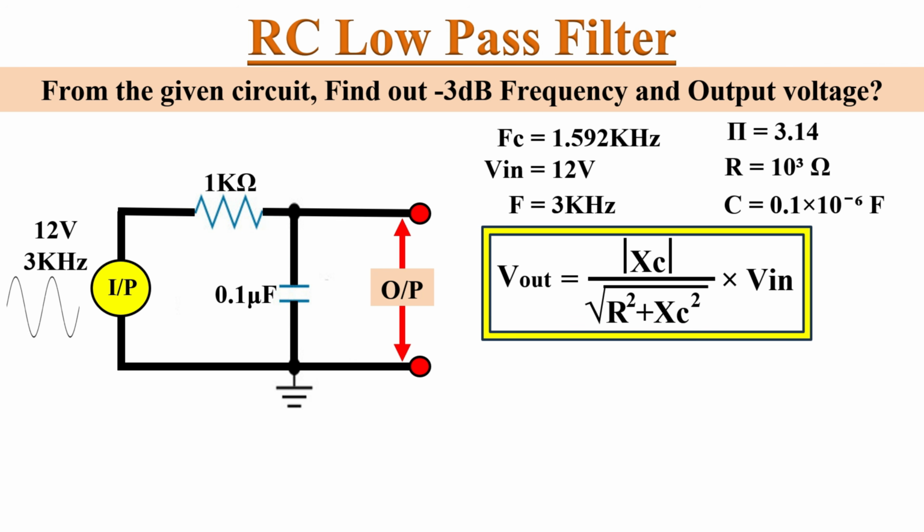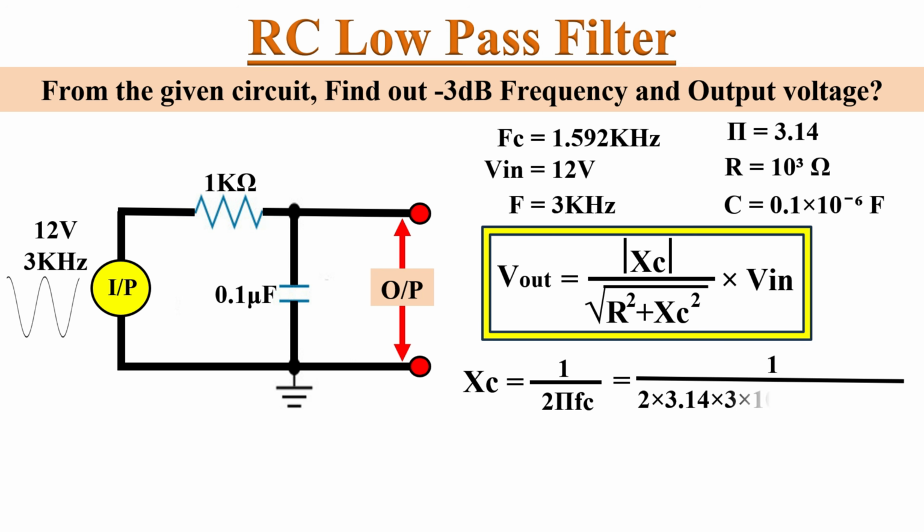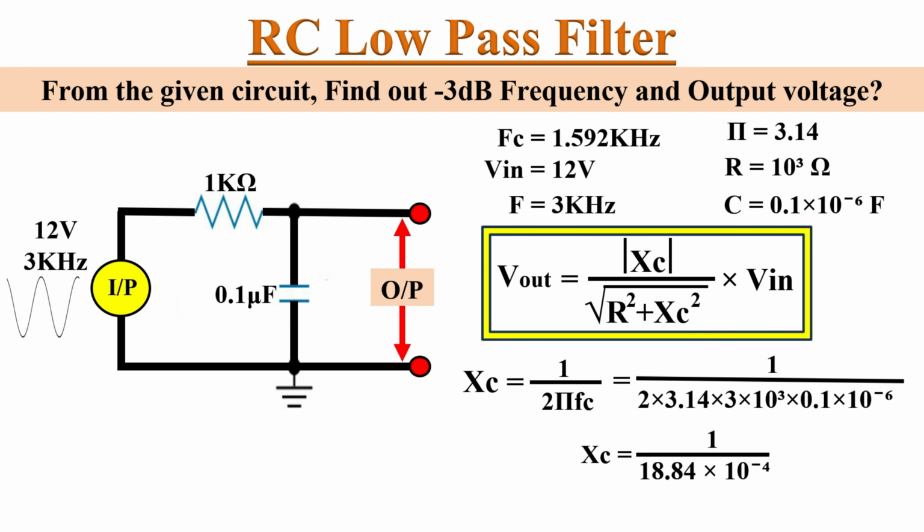So first of all, we need to find the value of Xc at 3 kHz frequency. As we know, Xc is equal to 1 by 2 pi Fc. We will insert the respective values in this equation. That equals 1 divided by 2 into 3.14 into 3 into 10 to the power of 3 into 0.1 into 10 to the power of minus 6. If we simplify this equation, Xc equals 1 divided by 18.84 into 10 to the power of minus 4. That gives the Xc value as 531.